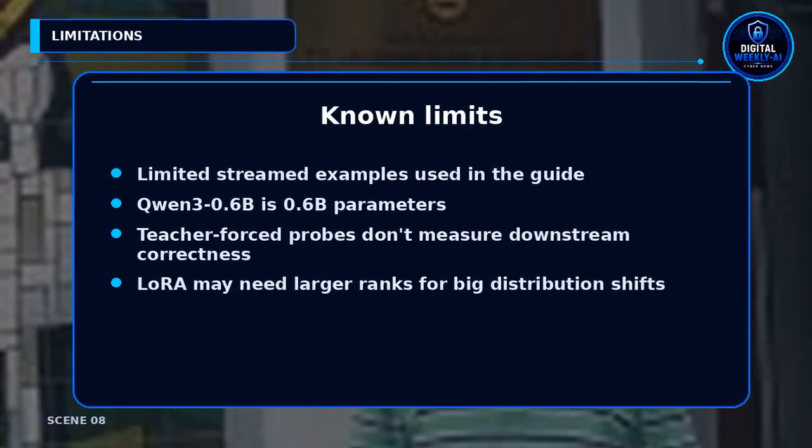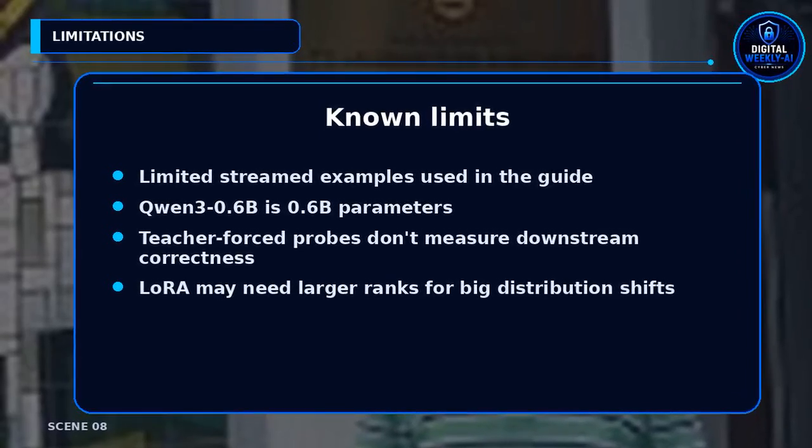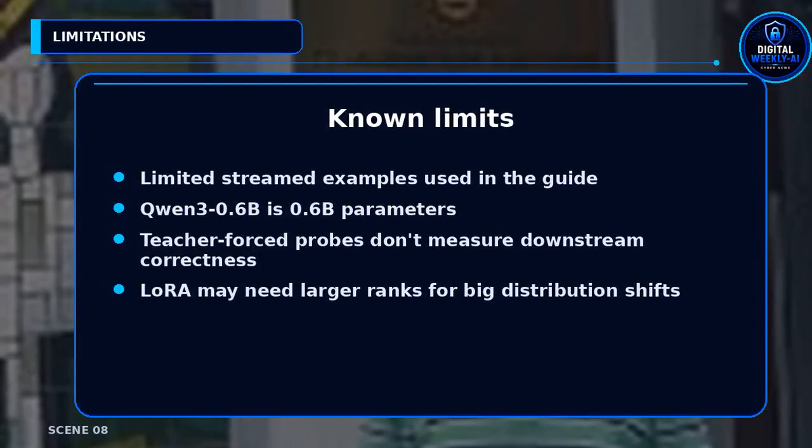Limitations include a limited number of streamed examples in the guide. Qwen3-0.6B is a 0.6 billion parameter model. Results may differ on larger models. Teacher-forced probes check tool call prediction, not downstream tool correctness. LoRA is efficient, but has capacity trade-offs for large distribution shifts.